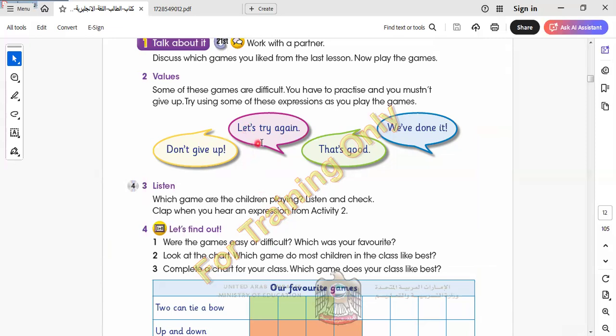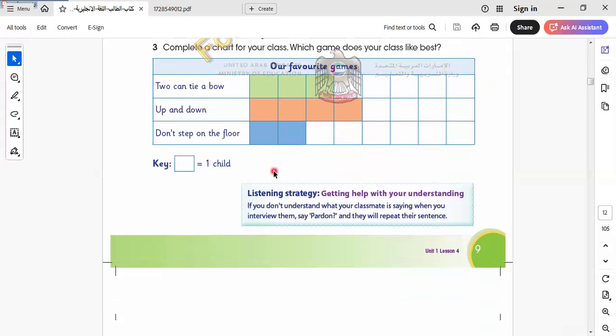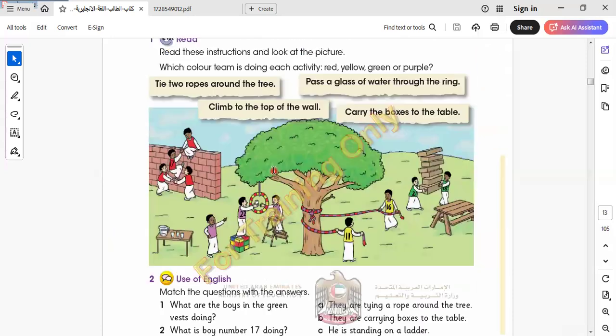Let's is a suggestion. So here let's must be followed by what? By the infinitive form, like let's try, let's go, let's play, and so on. Okay, this is the expression of let's.